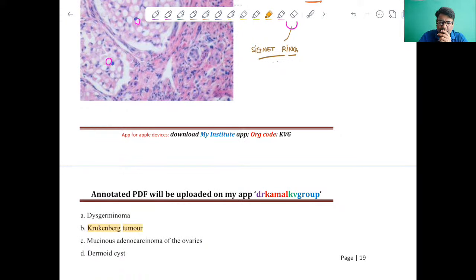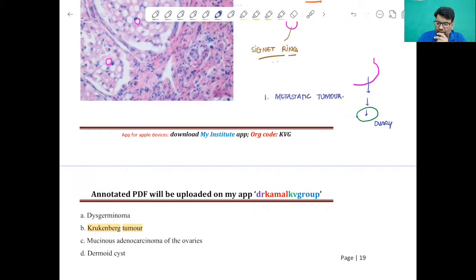And when I say Krukenberg tumor, just remember 2-3 points. Number one, these are actually metastatic tumors. Very good, Varsha. And when I say metastasis, suppose if this is ovary, and from where the tumor is, if this is stomach, the cancer cells are dropping like this. So they are reaching up to the ovary.